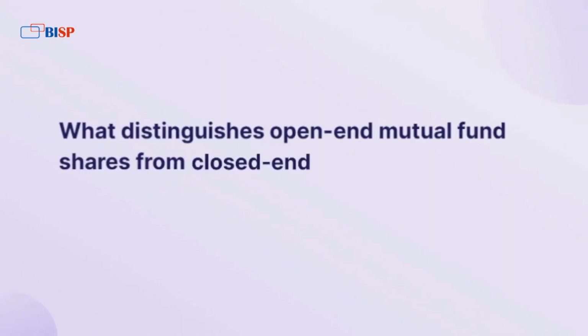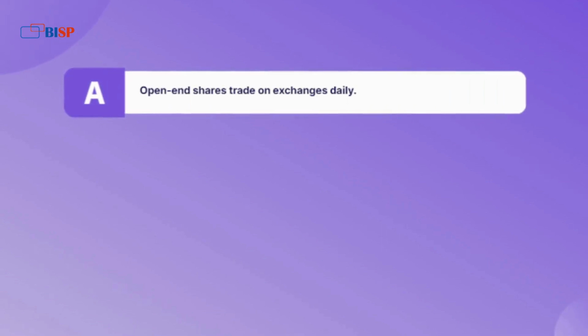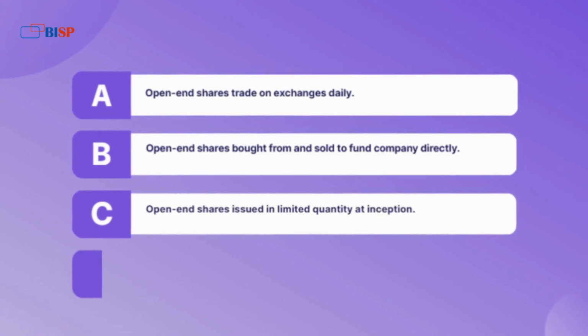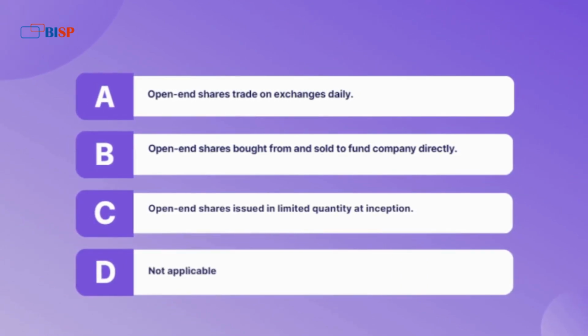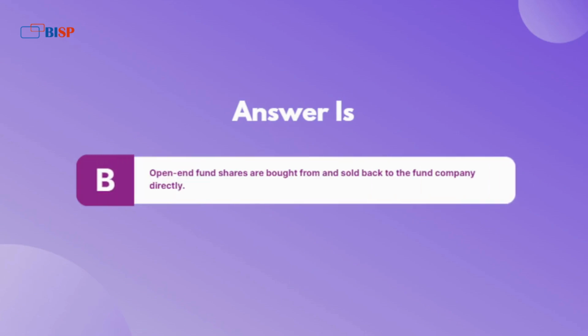What distinguishes open-end mutual fund shares from closed-end fund shares? A. Open-end shares trade on exchanges daily. B. Open-end shares bought from and sold to fund company directly. C. Open-end shares issued in limited quantity at inception. D. Not applicable. Answer is B. Open-end fund shares are bought from and sold back to the fund company directly.